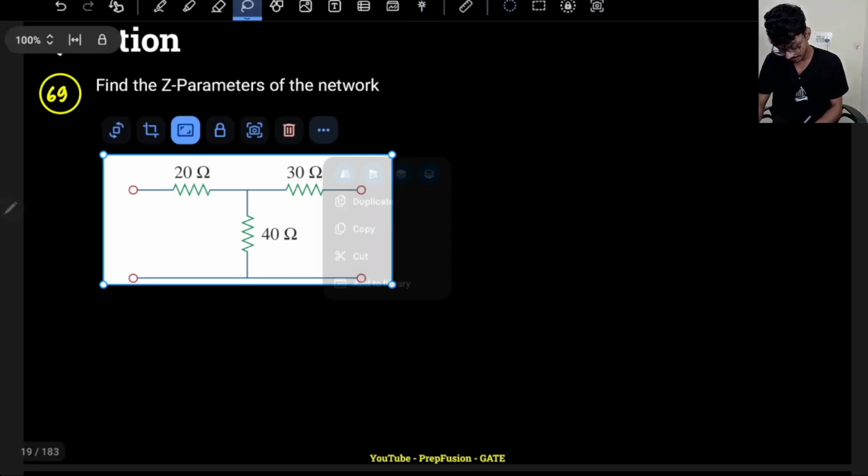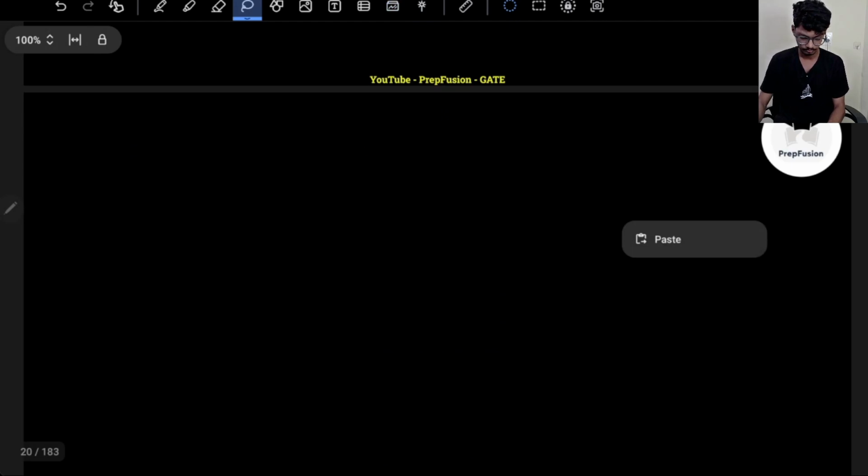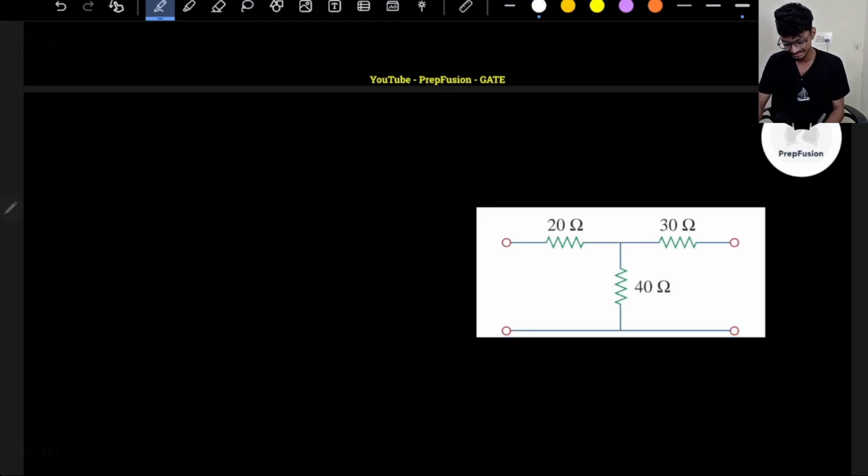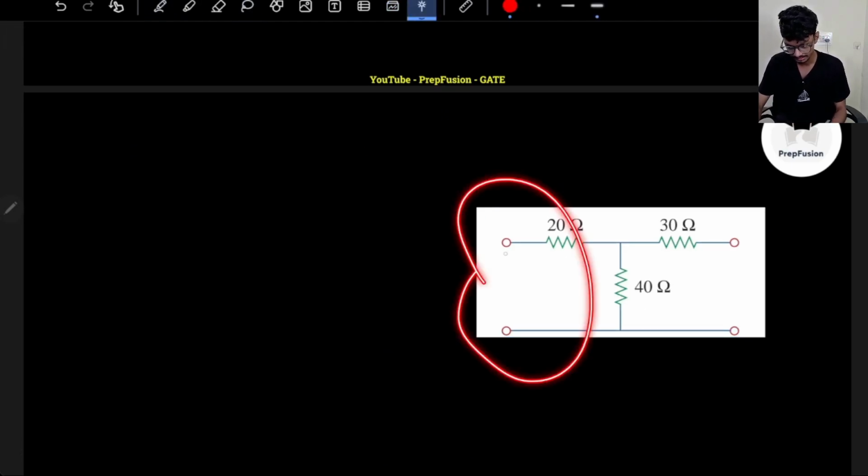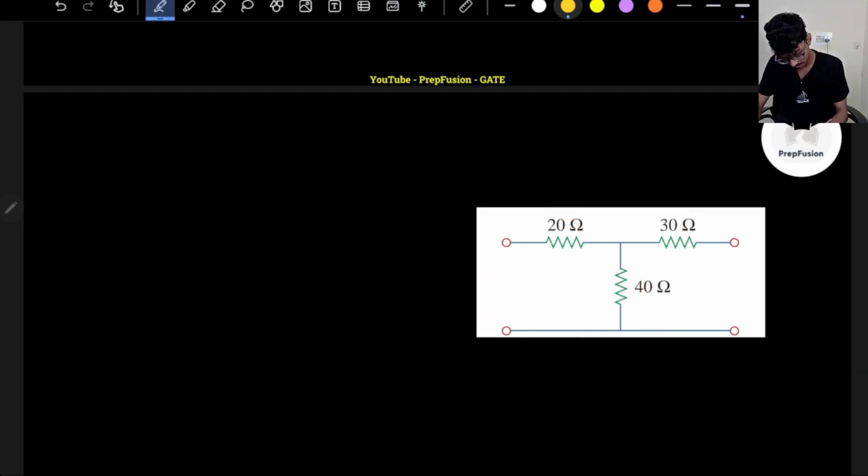Let's copy the network and first write the port voltages and currents. This is my port 1 and this is my port 2. So I will write the port voltages and currents. This is V1, I1, this is I2, this is V2. There are two ways to go about it. Method 1 is the slower method, which I will never recommend you to solve, but of course you can solve as well.